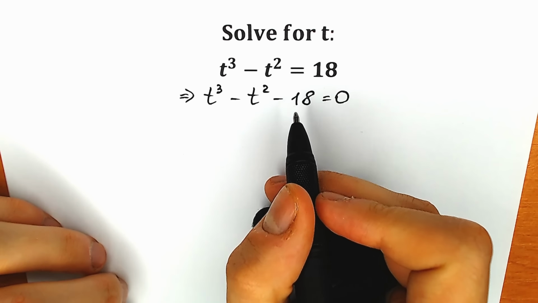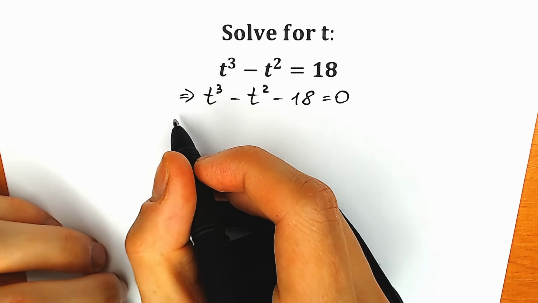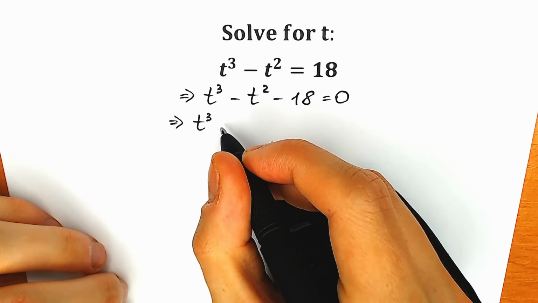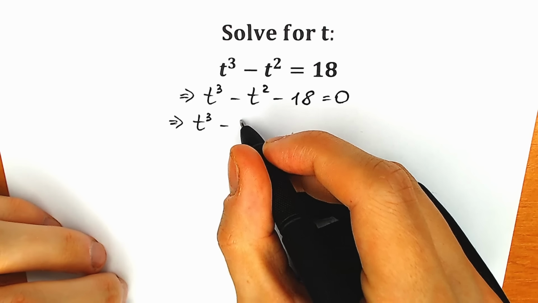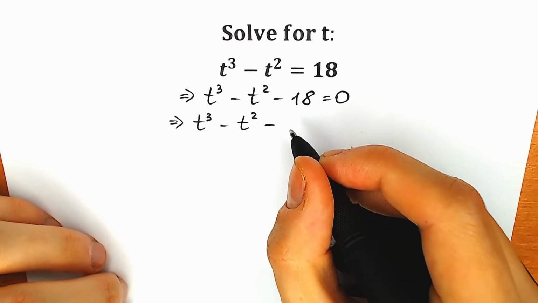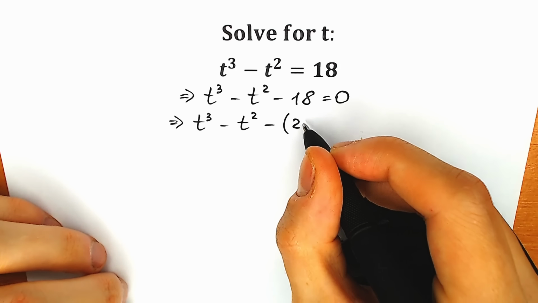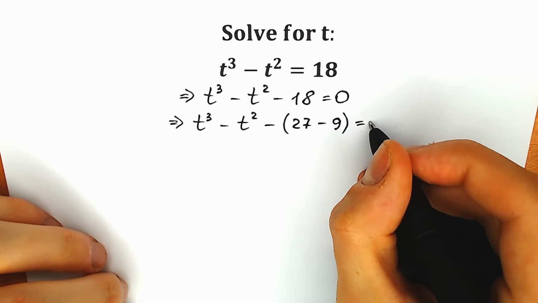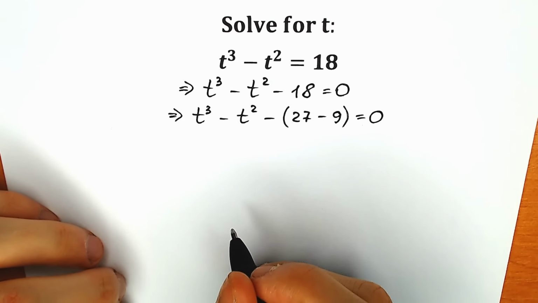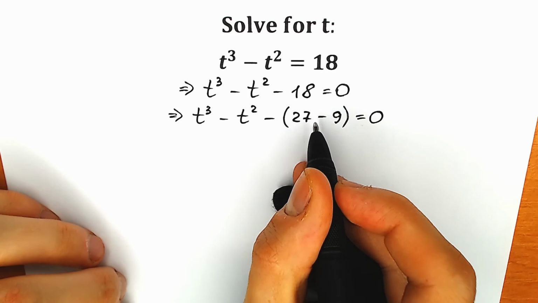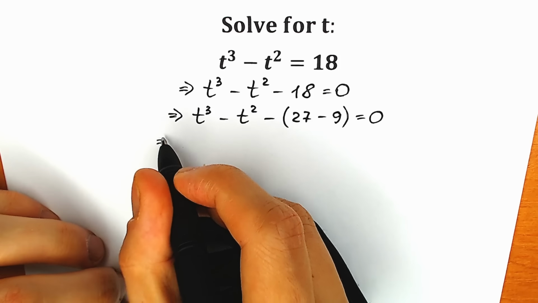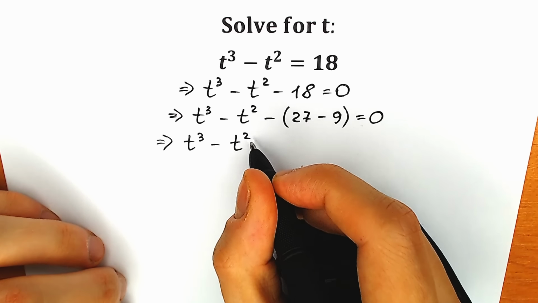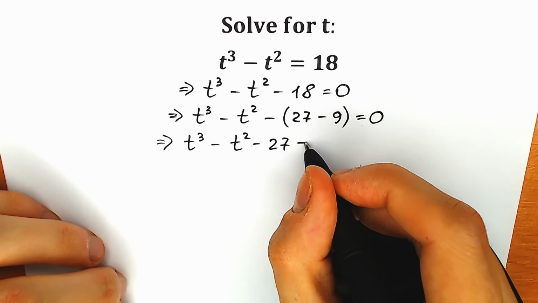Secondly, instead of this 18, let's write 27 minus 9. A lot of students might be asking why 27 minus 9. Right now let's wait a few seconds and you will see. So t cubed minus t squared, and as I said before, instead of 18 we write 27 minus 9, equal to 0. Right now let's open parentheses. We have a negative sign, so we need to change this one to the opposite one. So we have t cubed minus t squared minus 27 and plus 9.